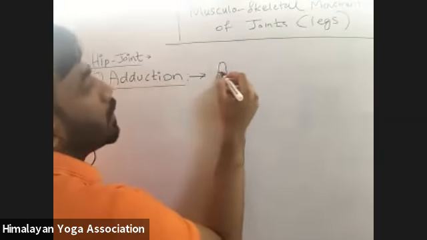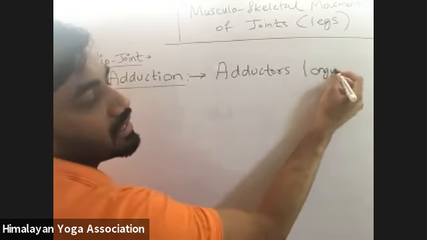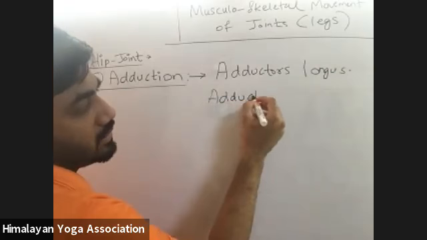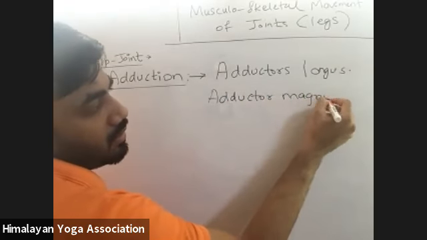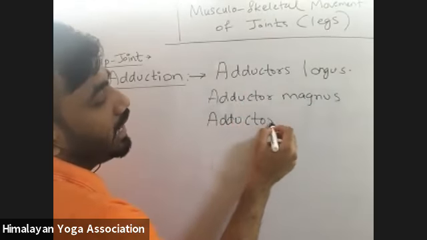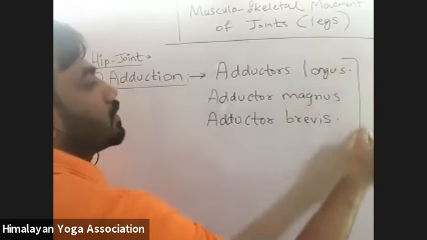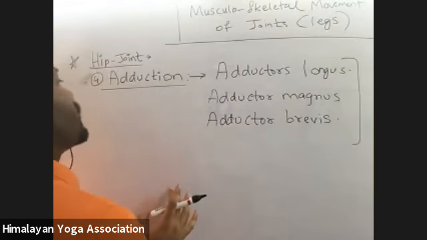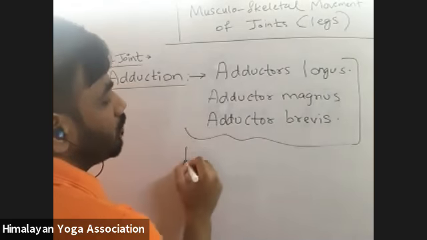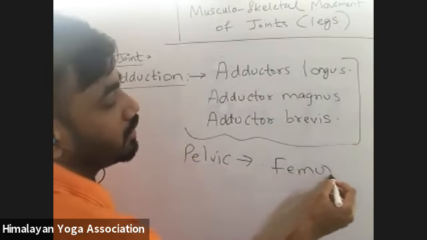So what are the muscles? Here it will be the adductor longus muscle, the adductor group of muscles, the adductor magnus muscle, along with the adductor brevis muscle. So all the adductor group of muscles will be responsible for the adduction of the hip joint, where this adductor group of muscles also starts from the pelvis and ends in our femur.